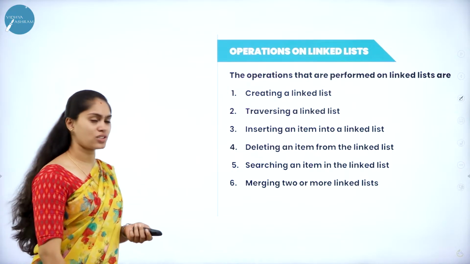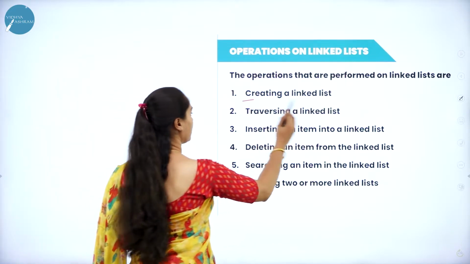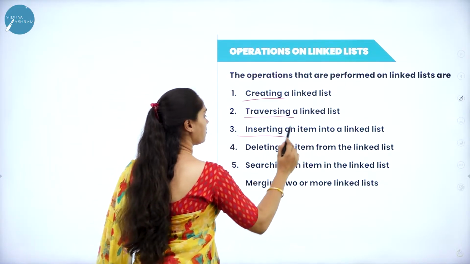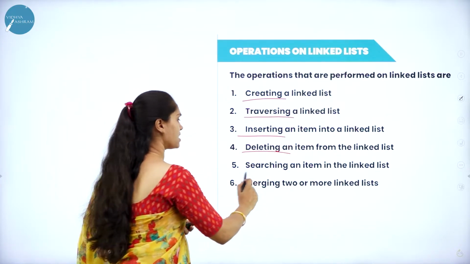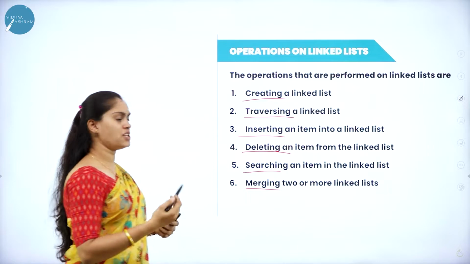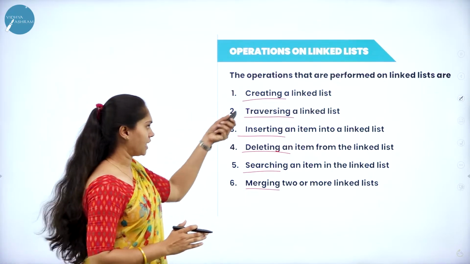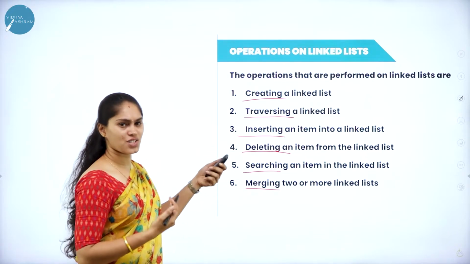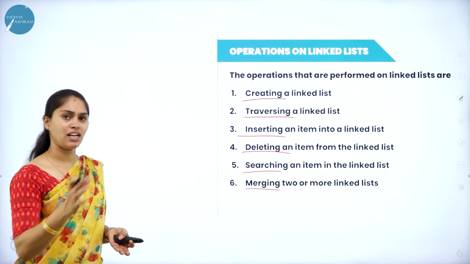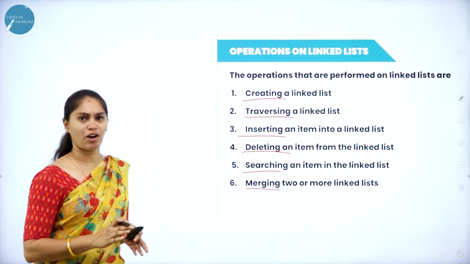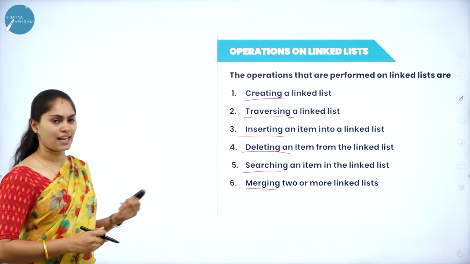Next, some operations can be performed on a linked list also. We can create a linked list, we can traverse a linked list, we can insert an item into the linked list, we can delete an item from the linked list, we can search for an item, and we can merge 2 or more linked lists. You should never specify only creating, traversing and searching, sorting like that. What we are searching, what we are inserting, what we are deleting from the linked list, everything you have to mention in a proper manner. So this is regarding linked list.